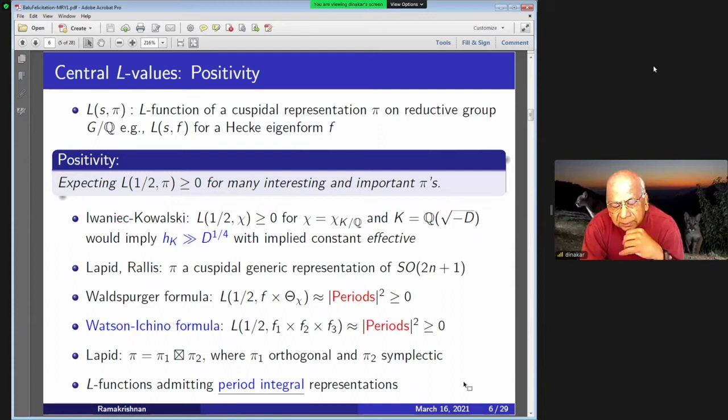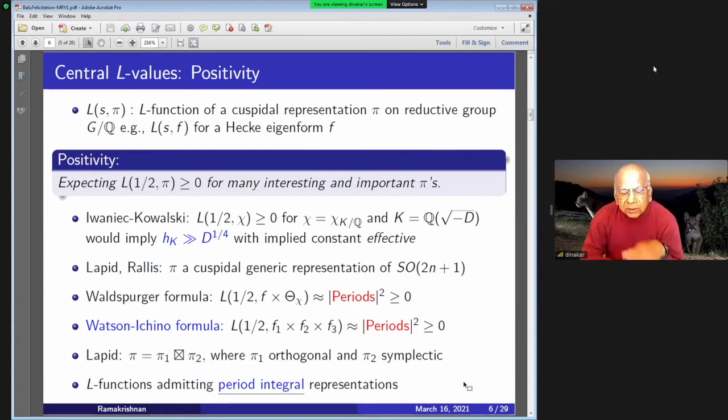And Ginzburg-Jiang-Soudry, or Lapid, has proved that if you take this tensor product, it doesn't exist as an automorphic form. It's a big open question. But if you take a pair where pi1 is orthogonal and pi2 is symplectic and look at the Rankin-Selberg L-function of pi1 cross pi2, then he proved that this also at the center is non-negative.